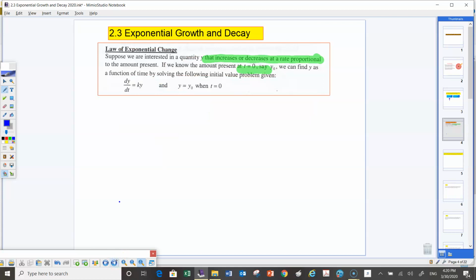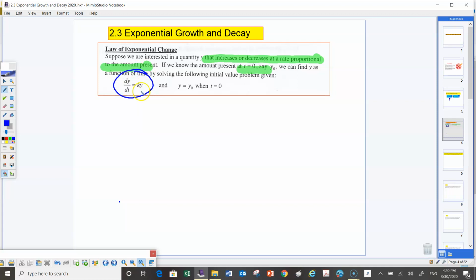The law of exponential change says, suppose we are interested in a quantity y that increases or decreases at a rate proportional to the present amount. Anytime we see that phrase, proportional to the present amount, we know that we are dealing with exponential growth and decay. Now, the differential equation that relates to exponential growth and decay is given by this differential equation right here.